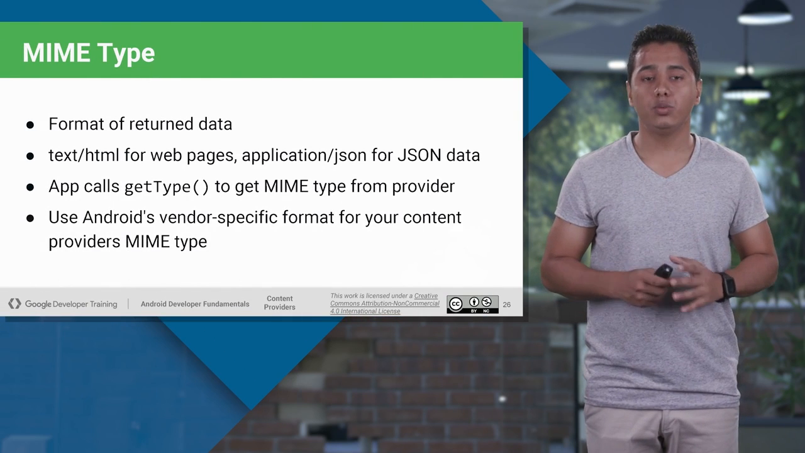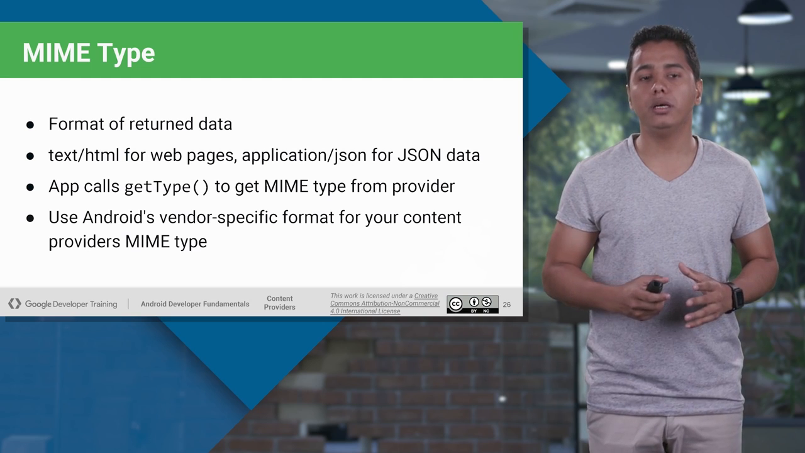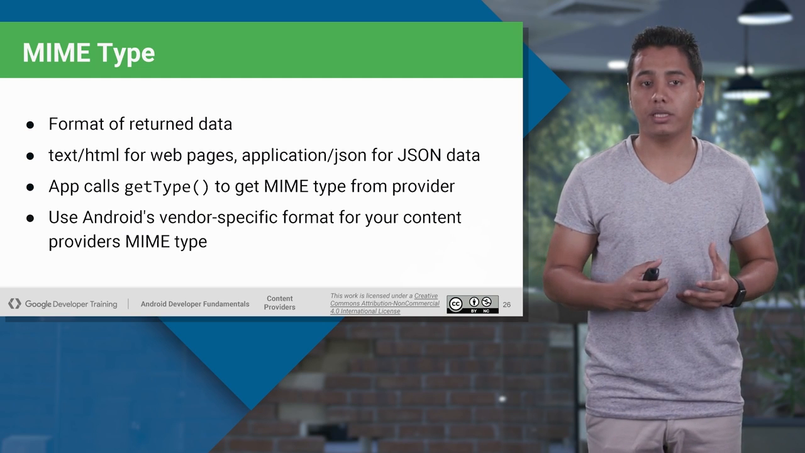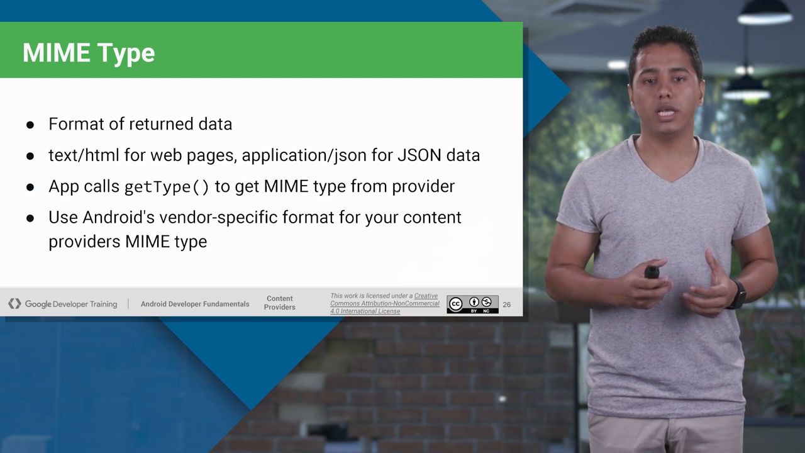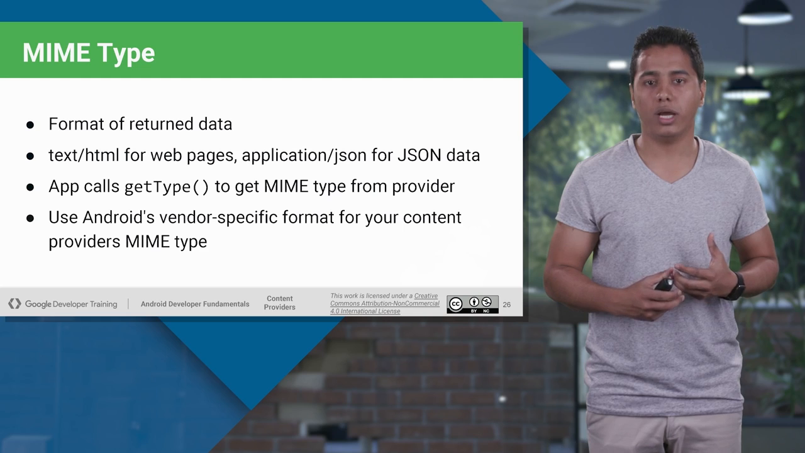MIME type. This will be the type which you will be returning from an abstract method known as getType. It will tell you which type of data your provider is returning to you while you are querying from it.